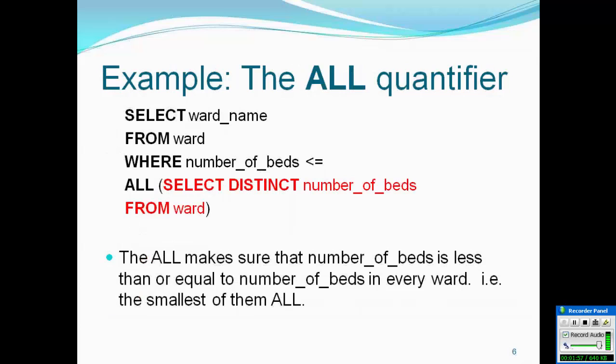We have an example here for the all quantifier. Select word name from word where number of bits less than or equal to all select distinct number of bits from word. So we are checking the word name where the word's number of bits is less than or equal to the number of bits in all the words. We make sure that number of bits is less than or equal to the number of bits in every word, that is, the smallest of them all.